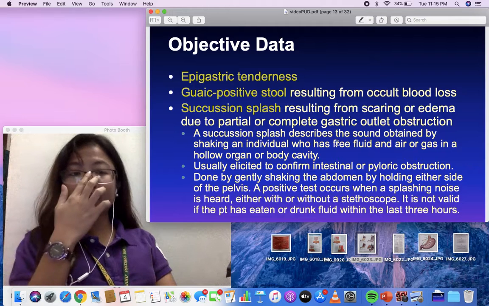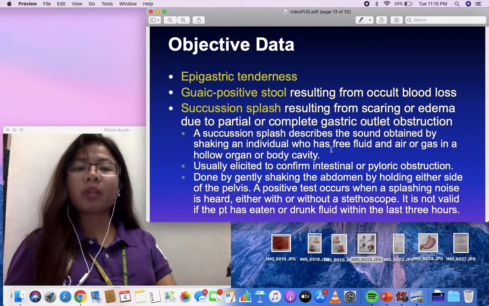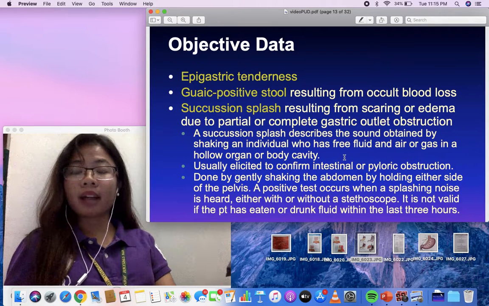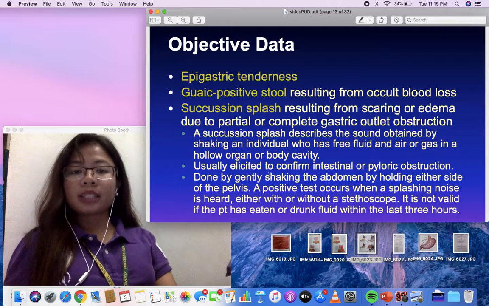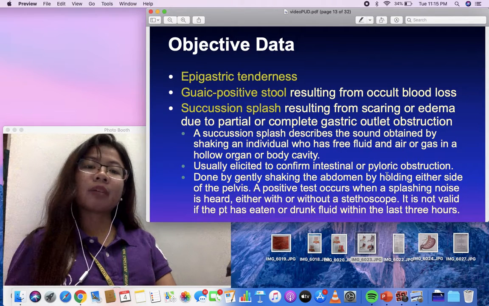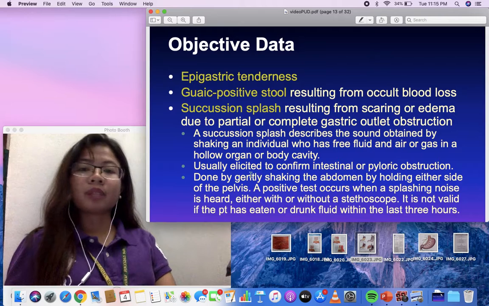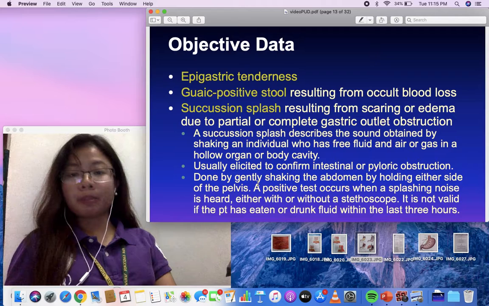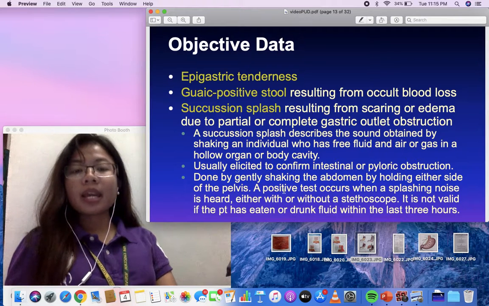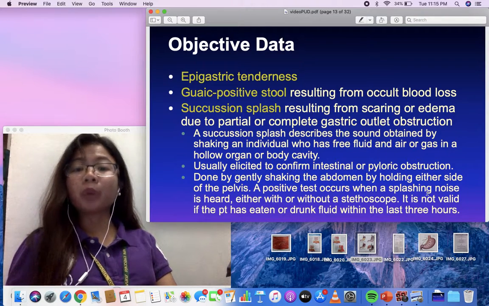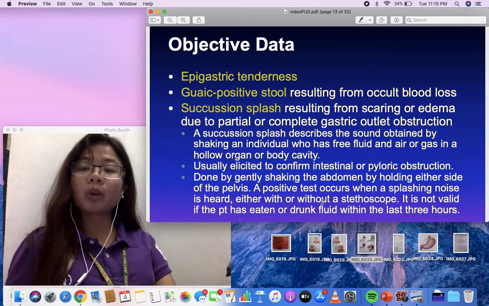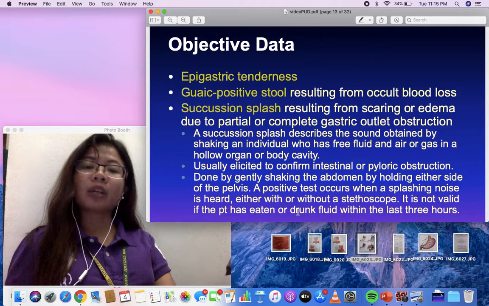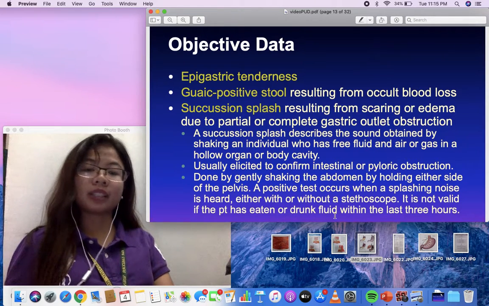It describes the sound obtained by shaking an individual who has free fluid and air or gas in a hollow organ or body cavity. It is usually elicited to confirm intestinal or pyloric obstruction, done by gently shaking the abdomen by holding either side of the pelvis. A positive test occurs when a splashing noise is heard either with or without a stethoscope. It is not valid if the patient has eaten or drank fluid within the last 3 hours.